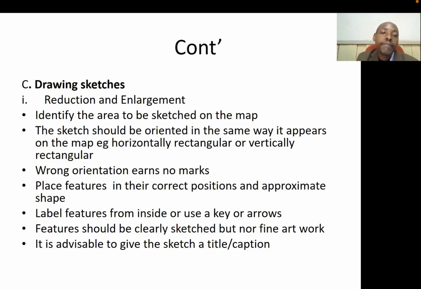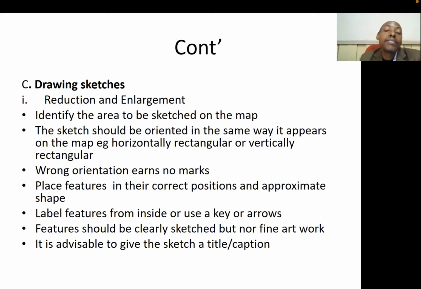Then the third part in map work is drawing of sketches. Here, this involves reduction and enlargement. When we are doing reduction and enlargement, first of all, identify the area to be sketched on the map. Then remember that the sketch should be oriented in the same way it appears on the map. For example, horizontally rectangular or vertically rectangular.